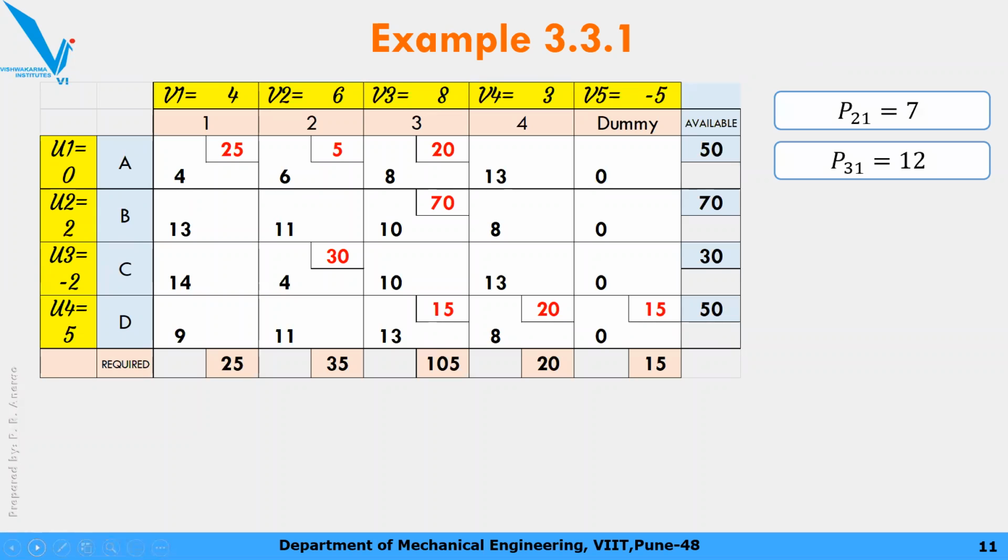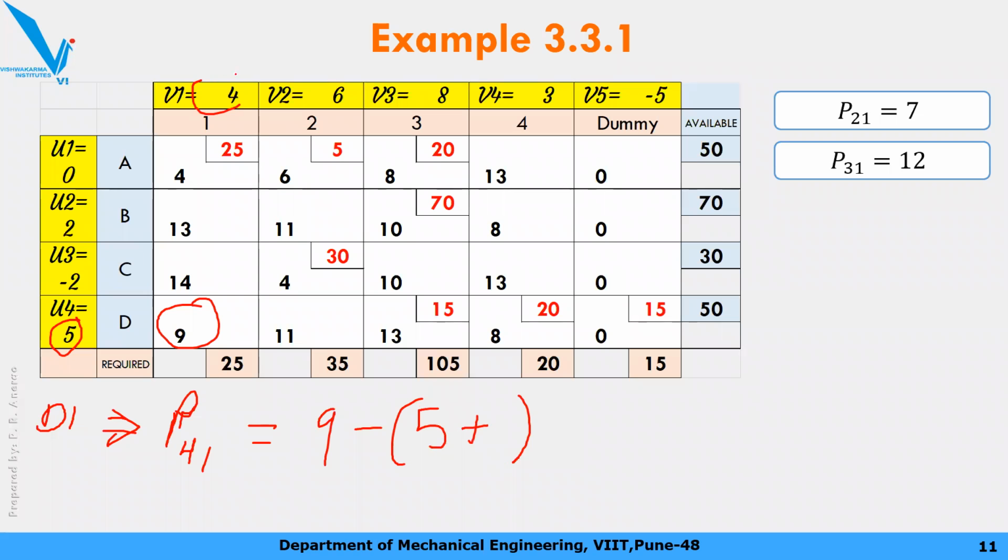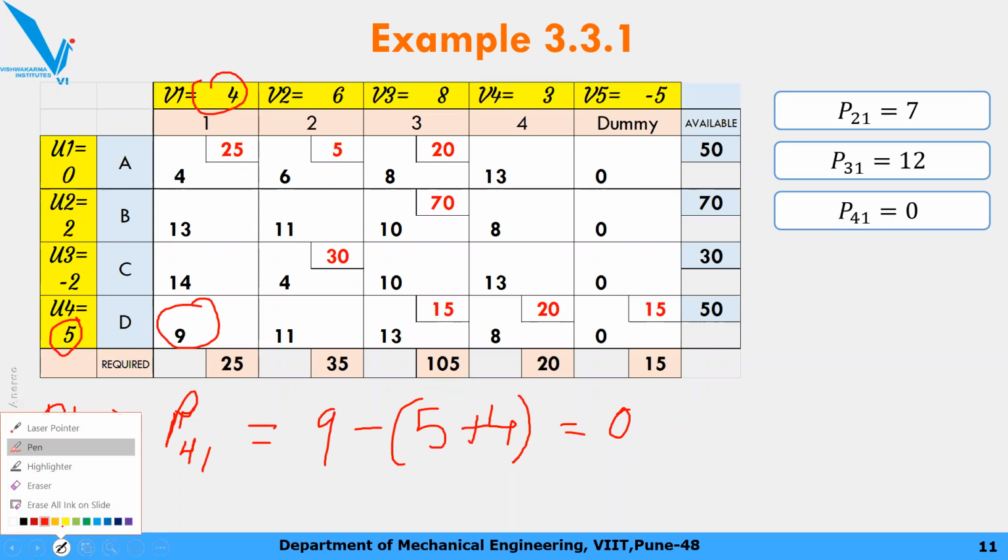penalties at various locations. So let's calculate it, again I'll show it for this cell. The improvement index at row number 4, column number 1, that is P41, equals the cost there, 9, minus the summation of u and v. So u is 5 plus v is 4. So 9 minus 9 is 0. So the improvement index is 0 at 4, 1.